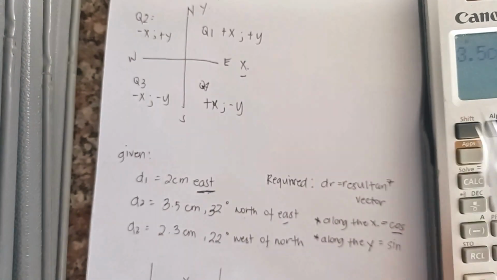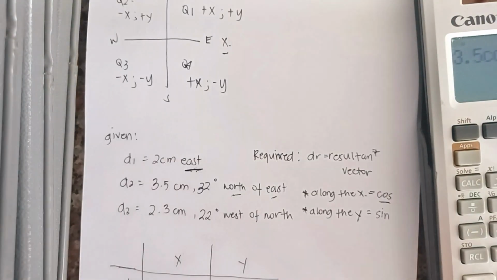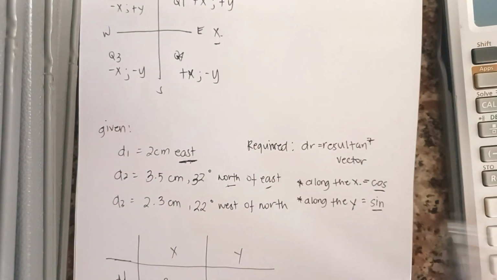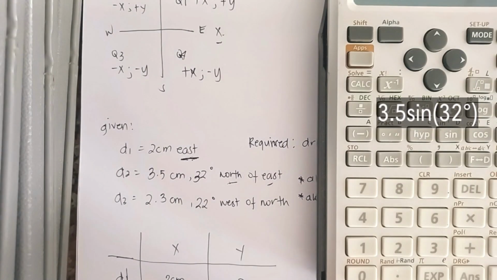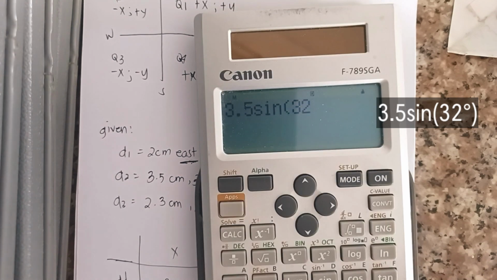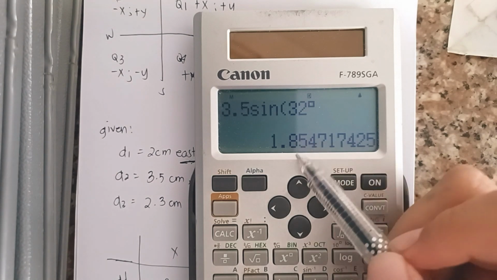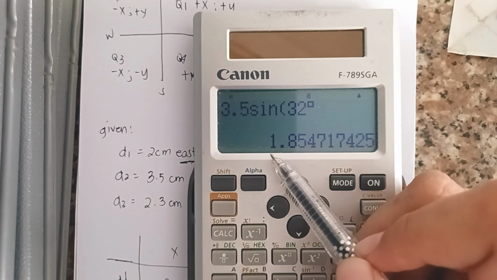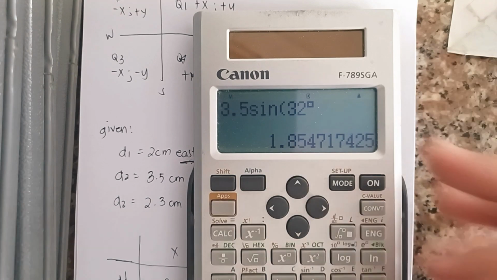Okay, next. Let's proceed to the y. Since ang y ay meron, north is in the y-axis. So, kapag along the y, we will use sine. Same process. 3.5, sine naman kasi nasa y-axis tayo. Sine, and then the degree, 32 degrees equals 1.8 or 1.9. So, again, mag-round off tayo. We have 2 centimeters. Okay? So, whole number tayo mag-round off dito. So, we have 2 centimeters.